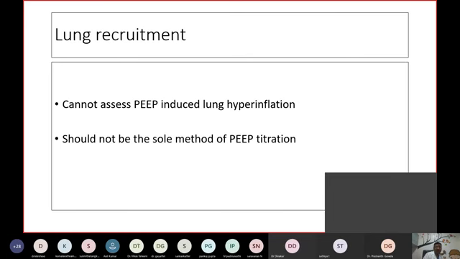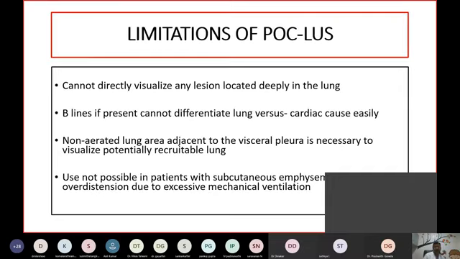Now, what happens with lung ultrasound? We can't assess PEEP-induced lung hyperinflation. So lung ultrasound should not be used as the sole method for PEEP titration. You can't just say it is ARDS, do an ultrasound, and keep on increasing or decreasing the PEEP. You need to see the overall picture. You need to see your blood gas criteria, your oxygenation indices, and your graphics, and based on that you need to decide about recruitment. So this is how ultrasound can be used for lung recruitment as well.